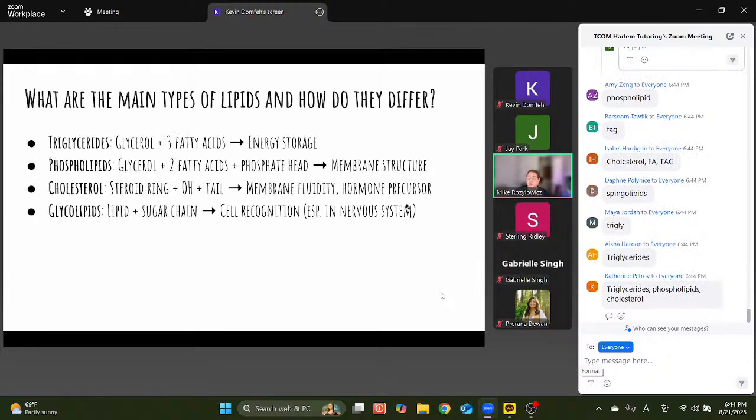Kevin, if you want to go to the next slide. As far as the structure goes, you probably won't be tested too heavily on the structure, but what their function is, that is something you should absolutely know up, down, left, and right. So keep a note of this slide. Triglycerides are energy storage, phospholipids are membrane structure. I don't think I need to tell you guys that one.